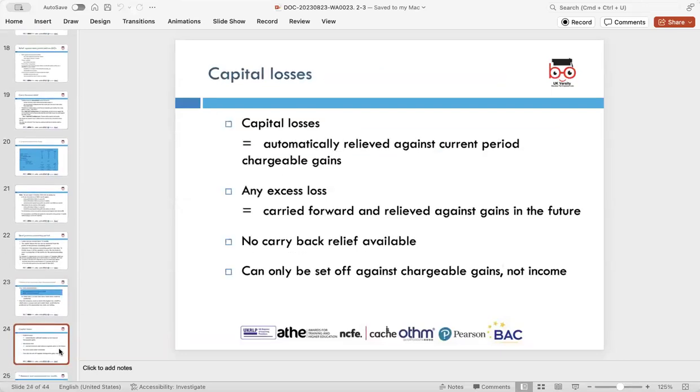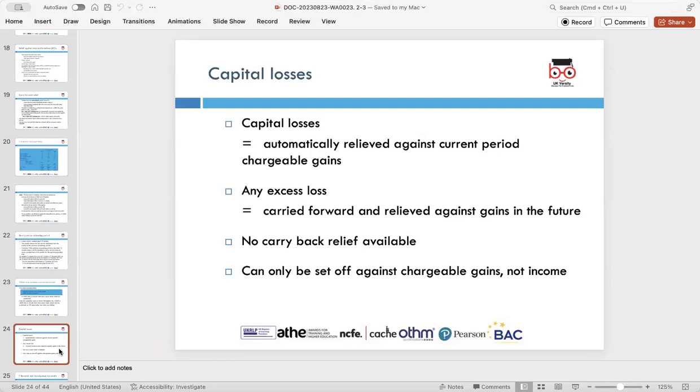Capital losses are automatically relieved against current period chargeable gains. Any excess loss is carried forward and relieved against gains in the future. No carryback relief is available, and losses can only be set off against chargeable gains, not income. So when a person or a company sells an asset for less than what they paid for it, resulting in a loss, that's what we call a capital loss. These losses are handled in a specific way in the tax system.